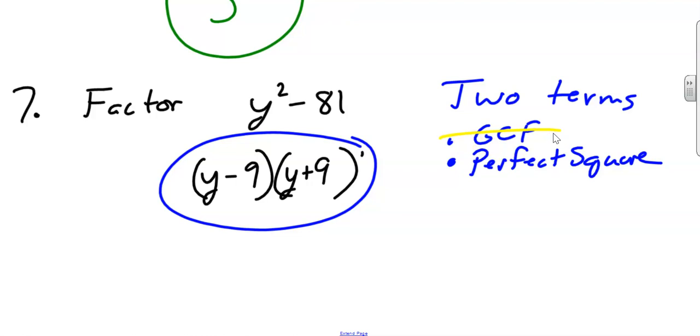So 2 terms are always pretty much that straightforward. You find the greatest common factor, if there is one. If there's not one, then it has to be 2 perfect squares. That's the only 2 things it can be. You're going to take the square root of the first number and the square root of the second number. First letter goes first, and then that number goes second. And that's all you got to do.